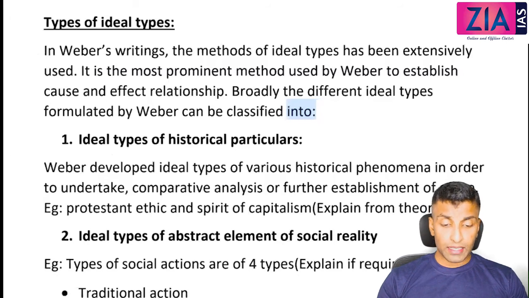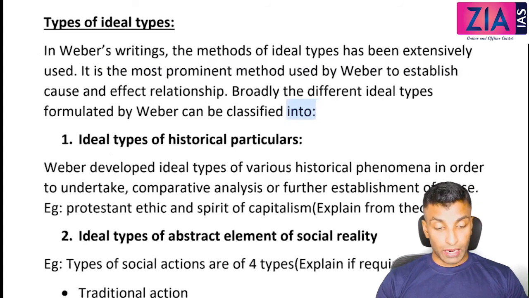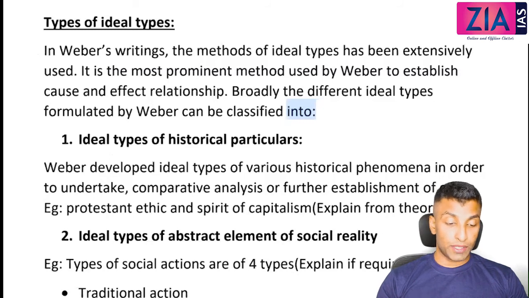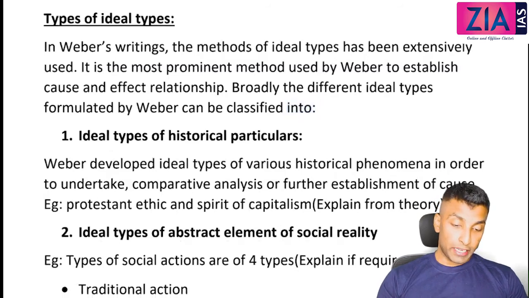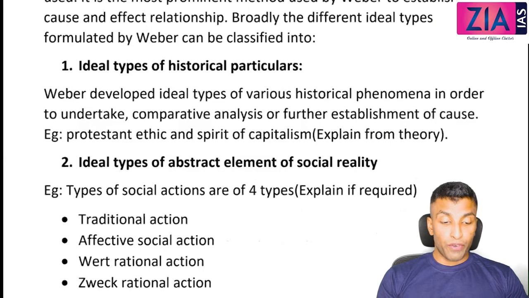In Weber's writings, the method of ideal types has been extensively used. It is the most prominent method used by Weber to establish cause and effect relationship. Broadly, the different ideal types formulated by Weber can be classified into 3 different types. Ideal types of historical particulars: Weber developed ideal types of various historical phenomena in order to undertake comparative analysis or further establishment of cause.